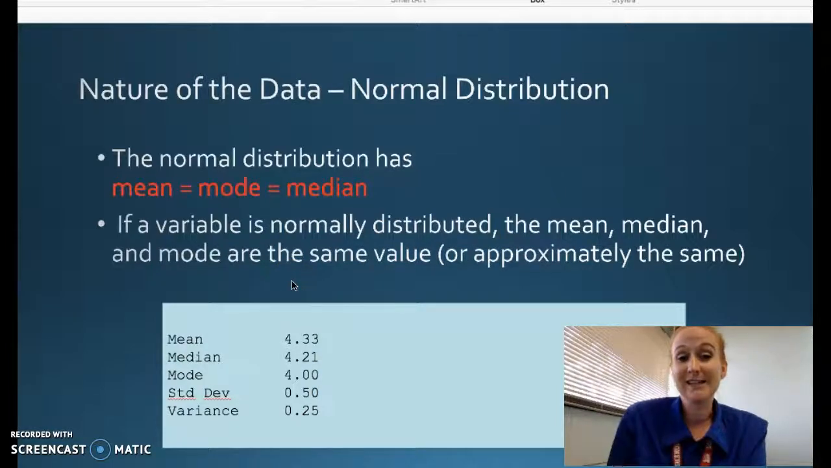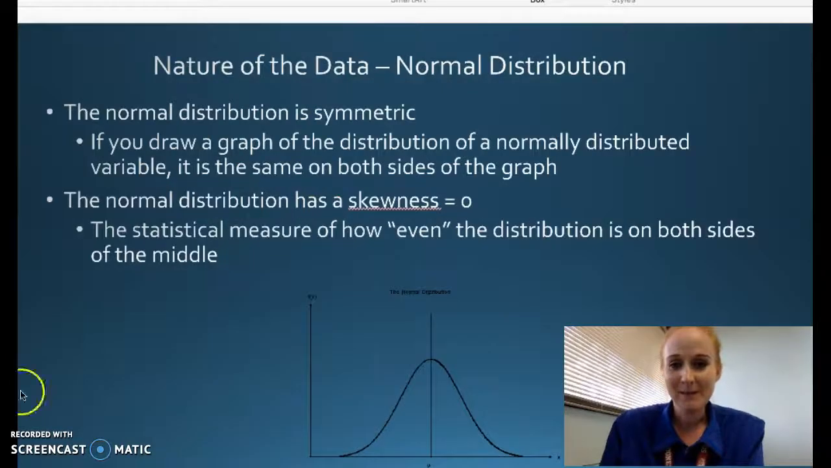So that's the giveaway if you have normal data: run that quick statistic on mean, median, and mode, and that'll give it away. If that number is really close, you've got normally distributed data, which allows you to do all different kinds of statistics with it. Okay? The normal distribution is symmetrical. We have that bell curve shape. We talked about that. It also doesn't skew. It's perfectly shaped, so it doesn't lean more to the right or left. The statistical measure of how even it is, it's equal on both sides from the middle.